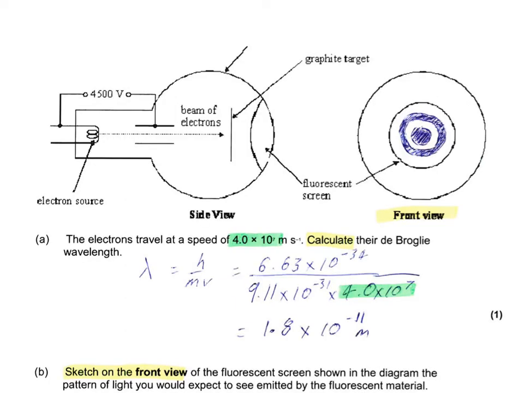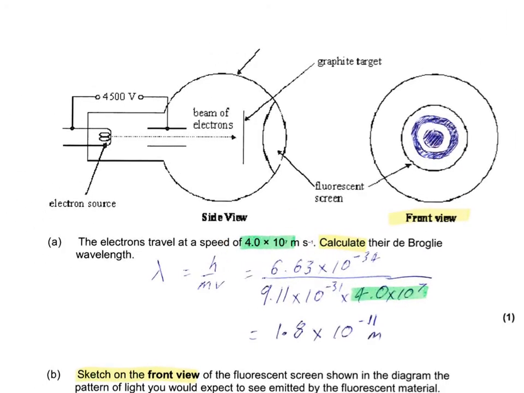So here are those diagrams: heated cathode there, accelerating PD, 4,500 volts, evacuated tube, which we seem to have lost the label for. There's the fluorescent screen. We've got the graphite target in there, and here's that same fluorescent screen viewed front on. We're given the speed.